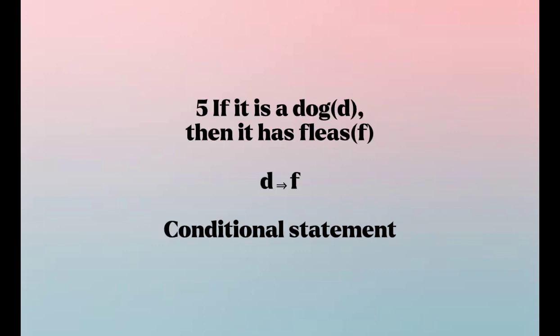Number 5. If it is a dog, then it has fleas. So we see that this has if-then connective. So it's a conditional statement. So we will write the letter D for the if it is a dog, and then the conditional symbol, and then the letter F, which is the then it has fleas.